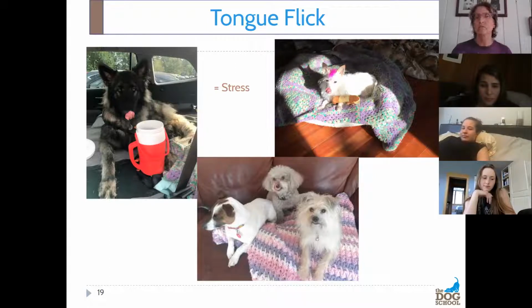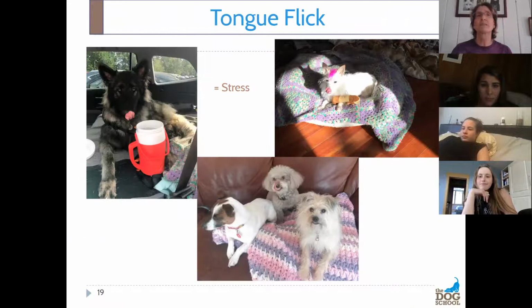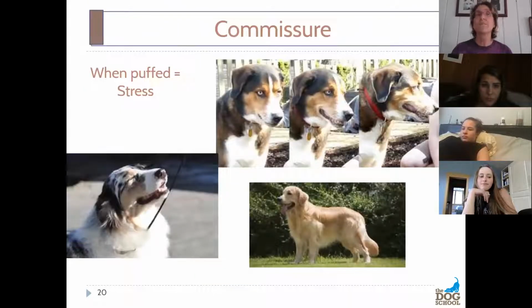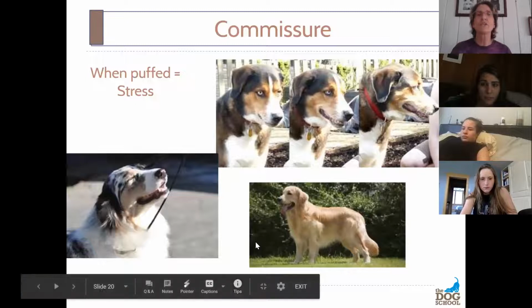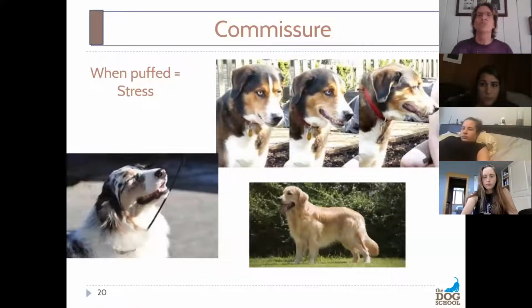So we did the tongue flick, we did the commissures, this is the same picture. And remember, both this and this are signs of stress. Again, in a variety of situations, we don't know because we don't know what the situation is. So again, you'd have to see the cause. You see the effect, you'd have to know what the cause was to know why the dog's commissure started puffing up.